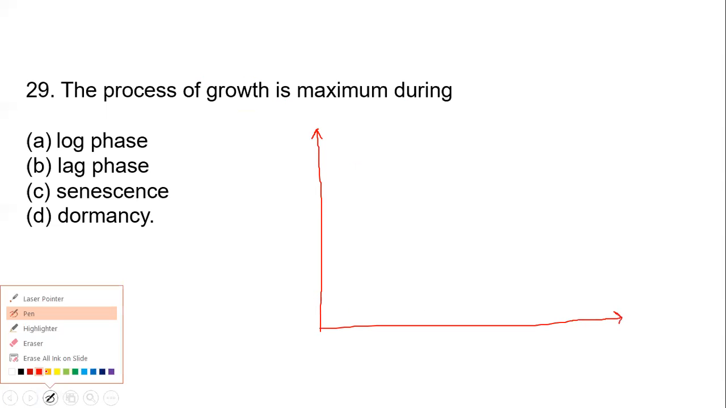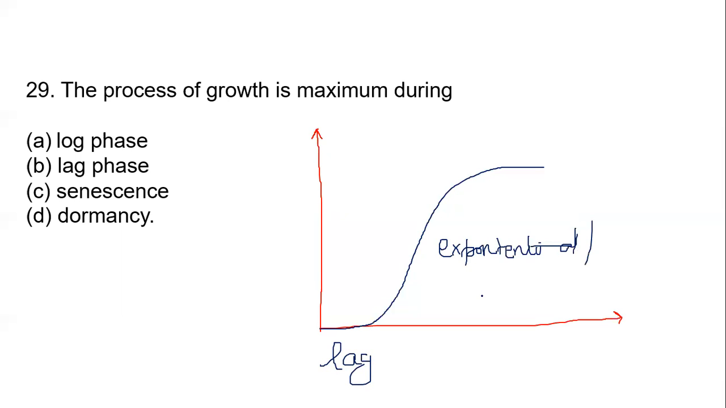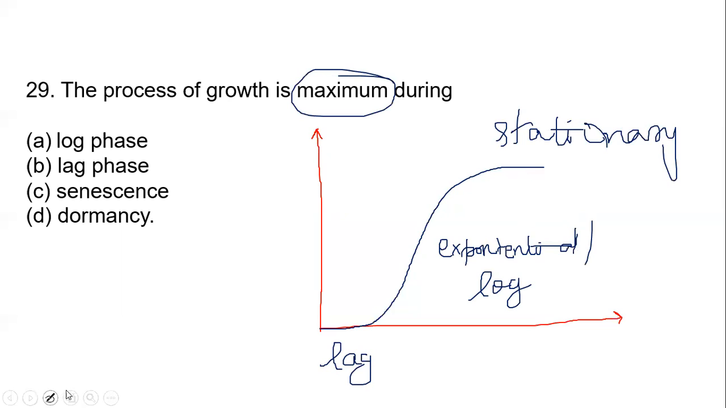There you will be observing something like this. Initially there is a lag phase. After that, they are showing an exponential increase, which is referred to as a log phase. And finally, it is a stationary phase. So growth is maximum during which stage shown in the diagram? During this particular stage, growth is maximum. It is the log phase. So option number 1 is the correct answer for this question.